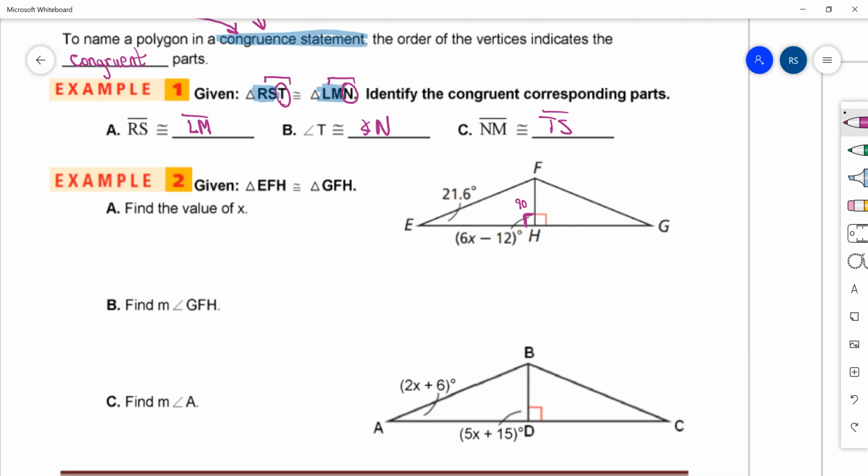So how could I get x? 6x minus 12 equals 90. Add 12 to both sides. 6x equals 102. Divide by 6, and I get x equals 17. That's all I had to do. They just told me to find x. I found it.